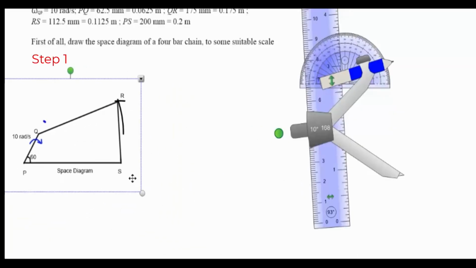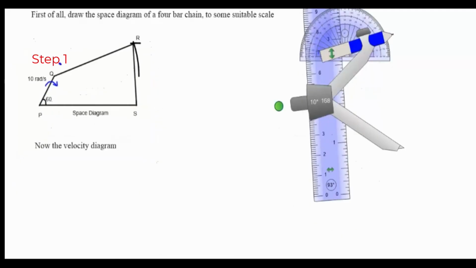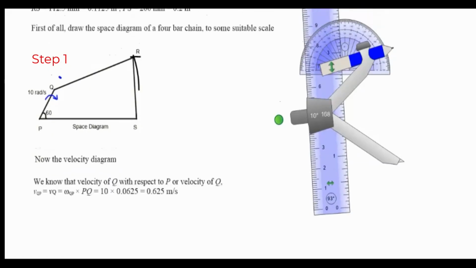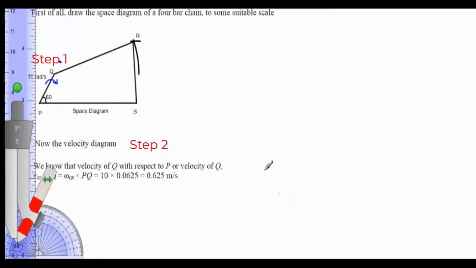Right, step number 1 would be construction of the configuration diagram. Since we have already done it in detail, we are taking the answer directly. Now let us see step number 2, calculation of velocity of the input link. V equal to R omega. By using that equation we get the answer 0.625.